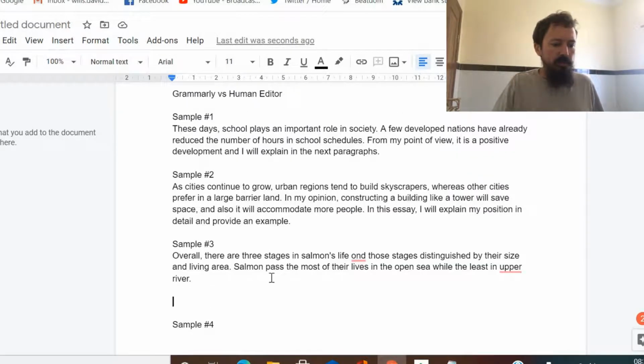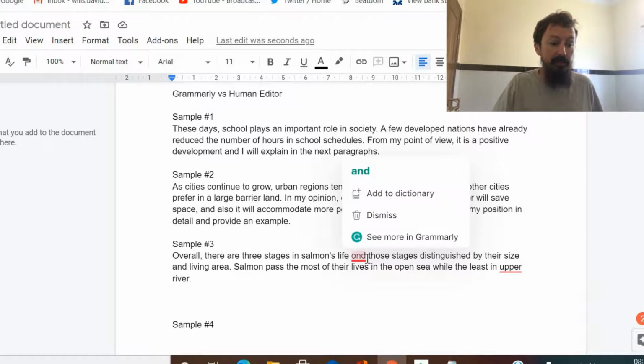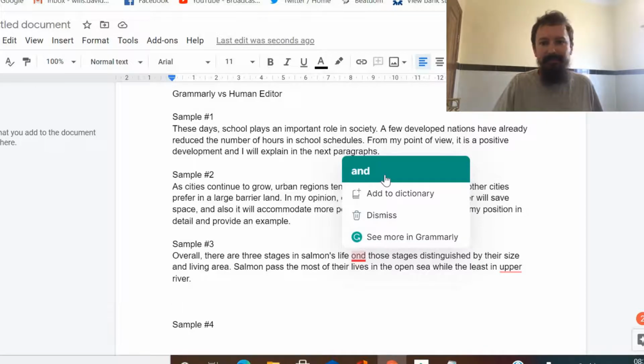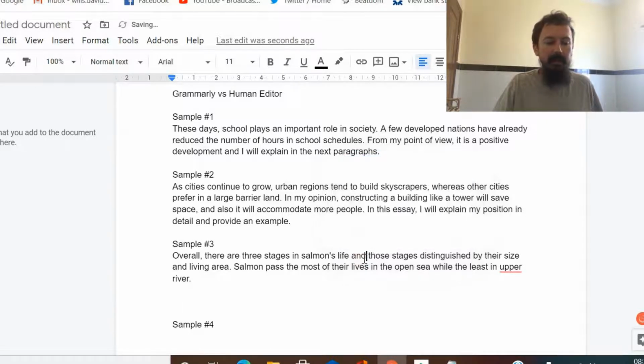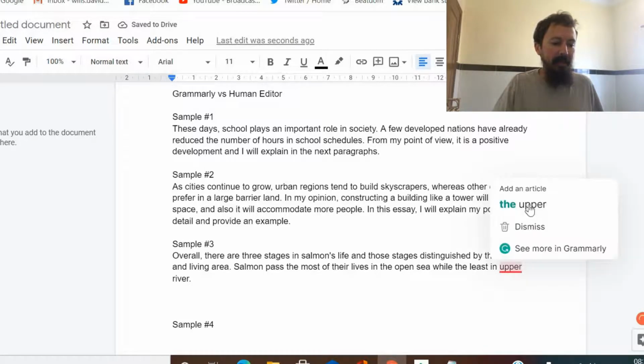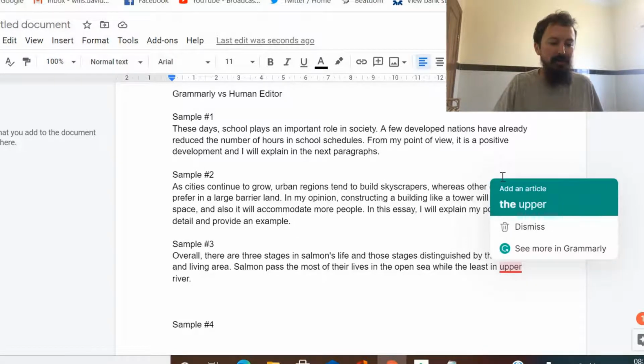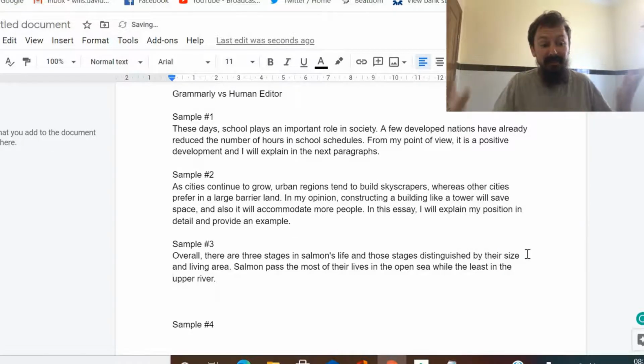Alright, so we can see 2 mistakes here. The first one, this is a typo. The word and has become on. So Grammarly finds things like that quite easily. We can click that and correct it. And here, yeah, also the missing article. It would find it very quickly and correct it. So when Grammarly works, it works pretty efficiently like that. So let's check this for more mistakes.